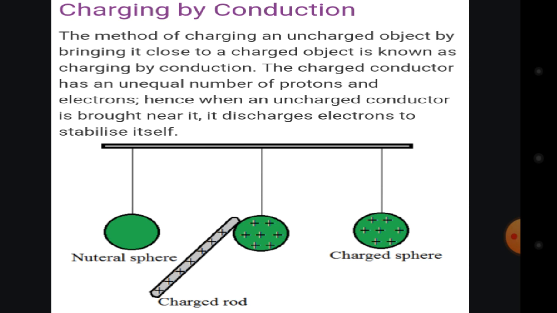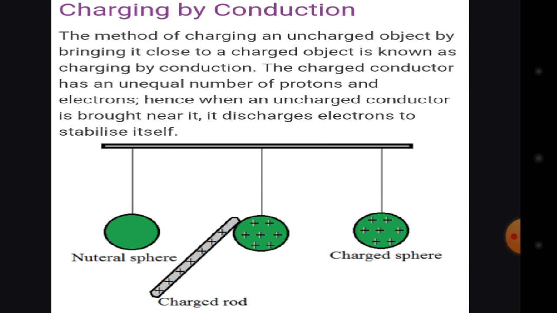The charged conductor has an unequal number of protons and electrons. Hence, when an uncharged conductor is brought near it, it discharges electrons to stabilize itself. So you see here in this example, we have a neutral sphere. There is no charge on it, and we bring a charge, and that charge is only protons.